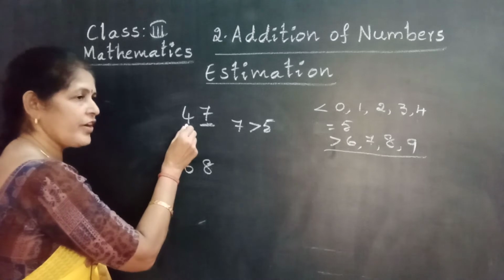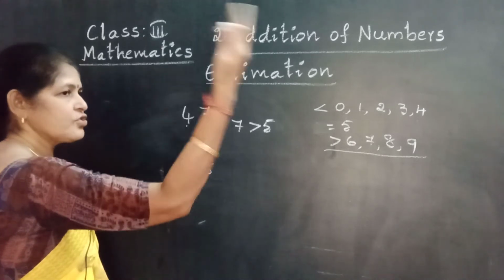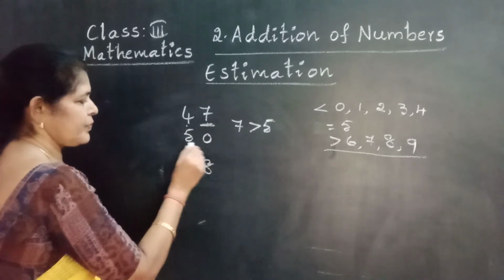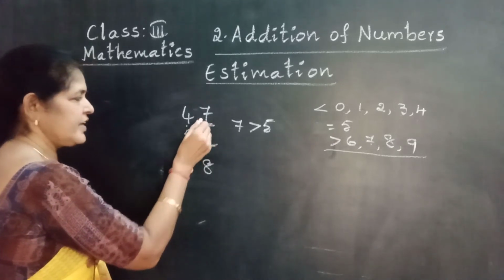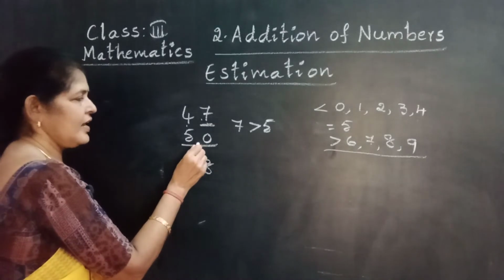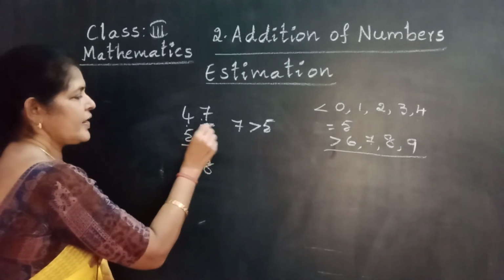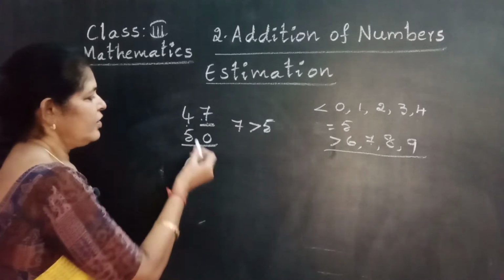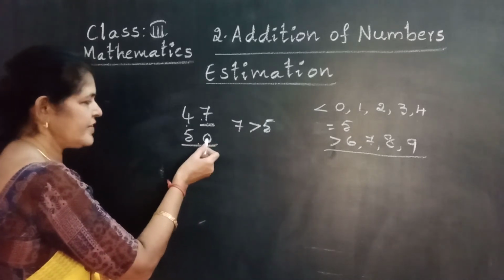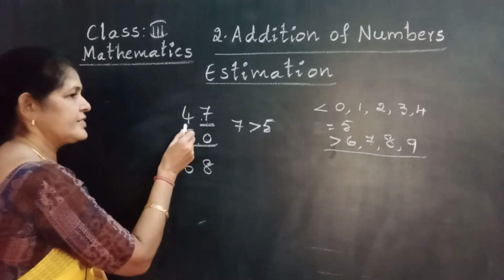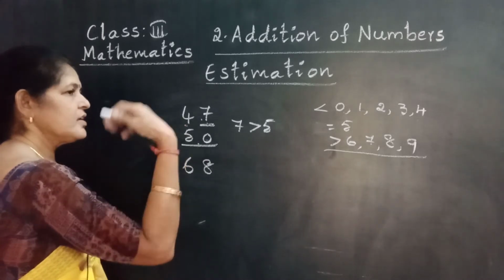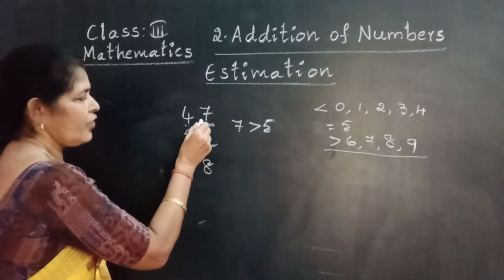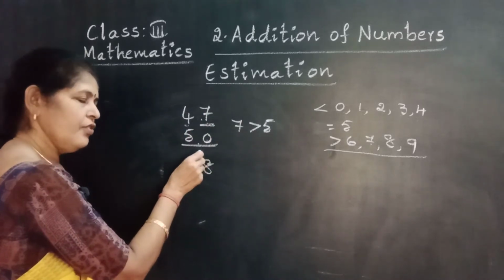That means here 4 tens are there. 4 tens goes to 5 tens. And put 0 in the ones place. 47 is nearest to 50. Understood? When the ones place number is greater than 5, we put 0 in the ones place and add 1 to the tens place. That means going up. That means 4 changes into 5. 47 is nearest to 50.